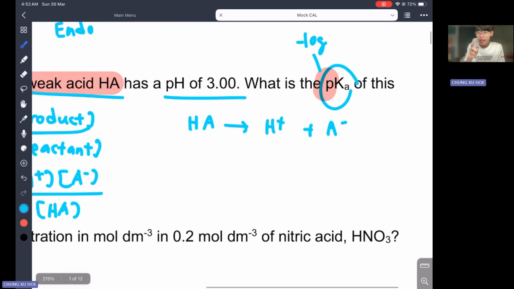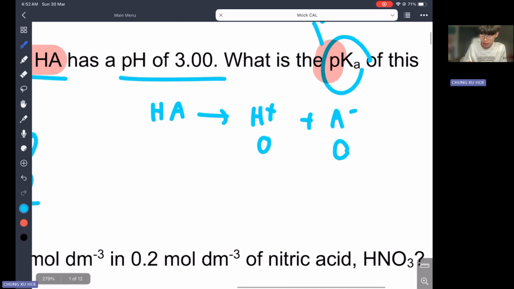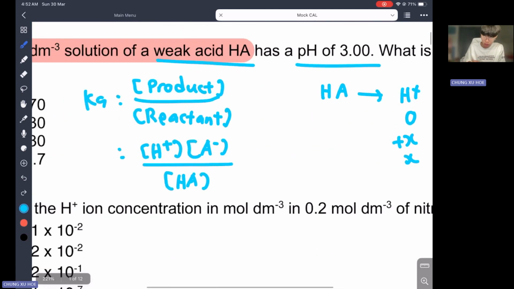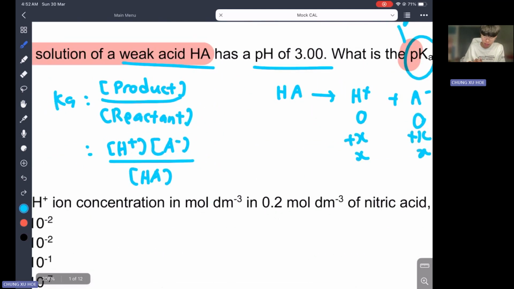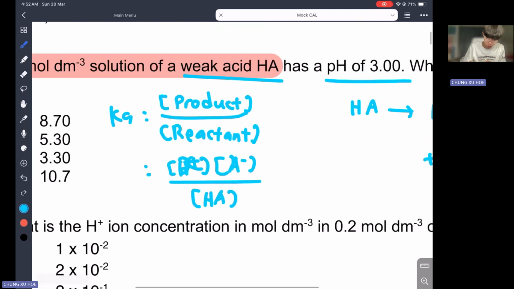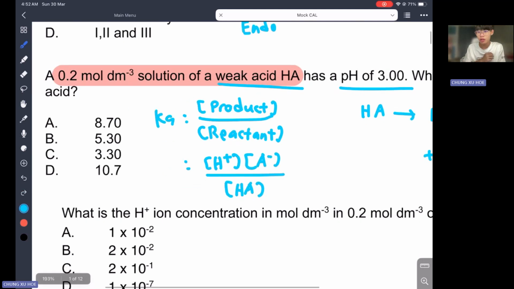Okay, so let's apply the ICE table here. At first it's going to be 0, then plus x. If there's a 2 here, then you put 2x, but with coefficient nothing, just x. So H plus is x, and A minus is also x. Since both of them are x, it's going to be x here. So let's see whether they give us any value here to solve for.